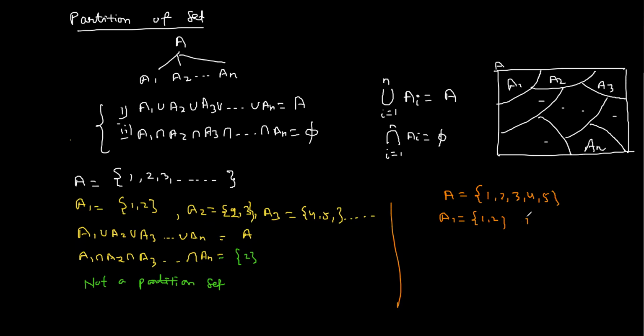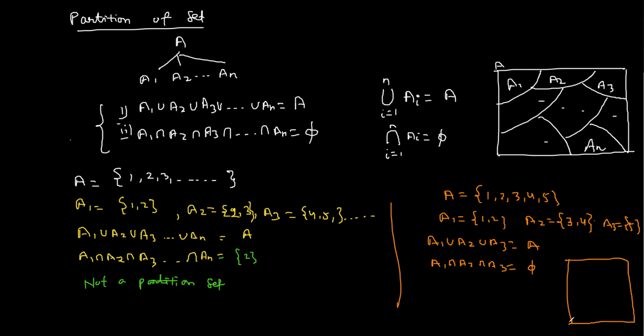One, two, three, four, five. So what is the union? A, right? Intersection is empty. Yes, so this is a partition of the set. You divided the set into three parts. This is a partition of the set.